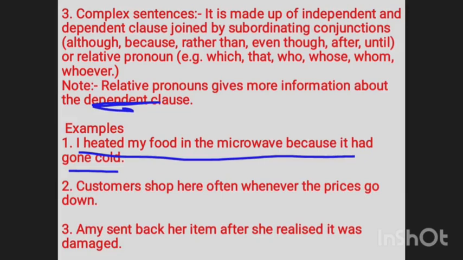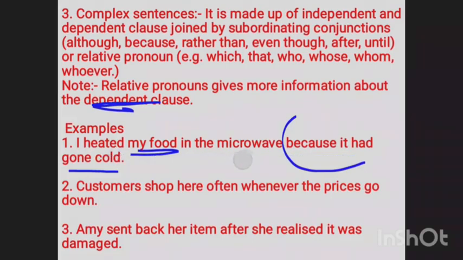Now, it has gone cold is the dependent clause. I heated my food in the microwave is the main clause, and it is joined with because. Now, it had gone cold. What has gone cold is the food. So this particular part is telling us about what has gone wrong with the what? With the food.